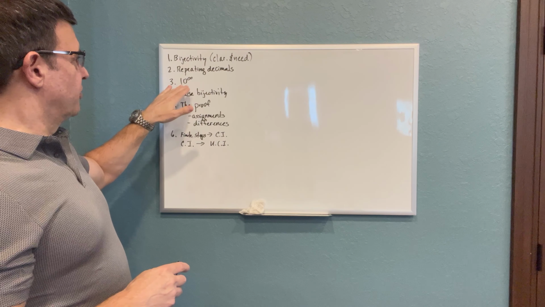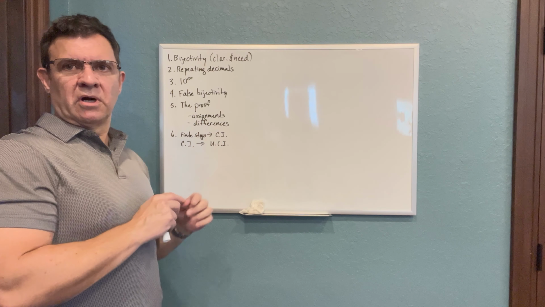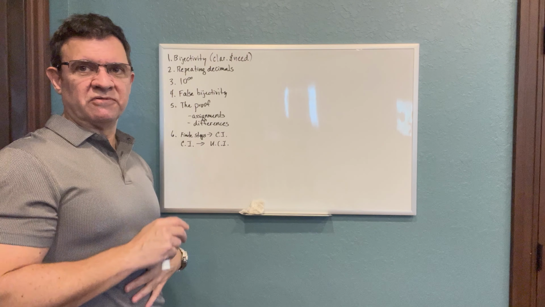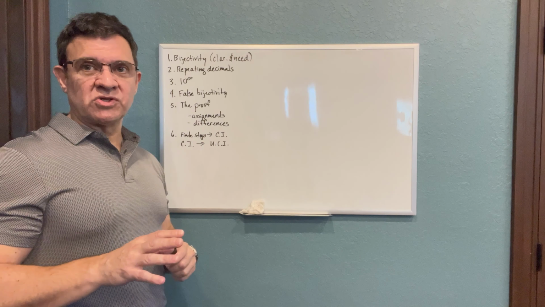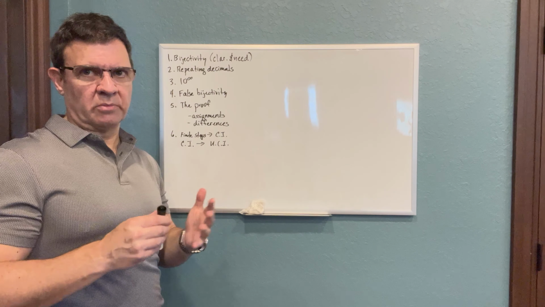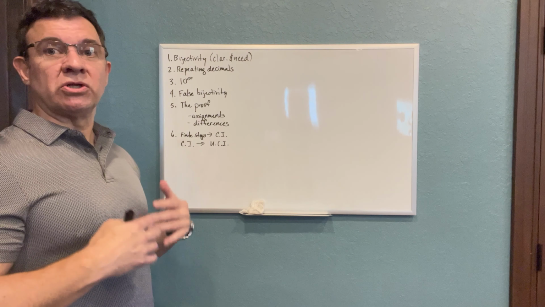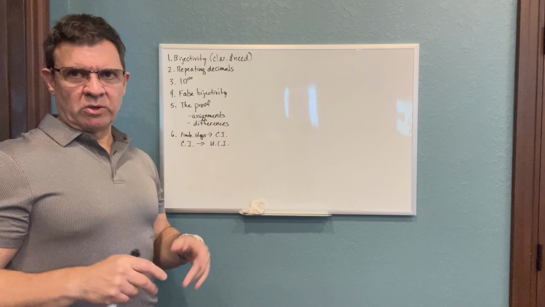Then I'm going to talk about this number here called 10 to the infinity. And when I say infinity here, I'm specifically referring to countable infinity and why that number matters to me. Then I'm going to create a false bijective mapping, a mapping where I can show that this is not bijective, and talk about what the implications are. And then I'm actually going to get into the proof, and it's going to be all around assignments and differences. And I'll explain what I mean by that later.